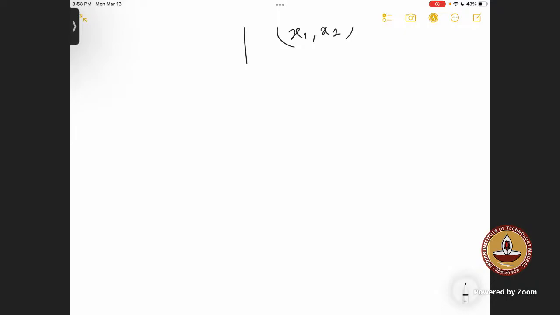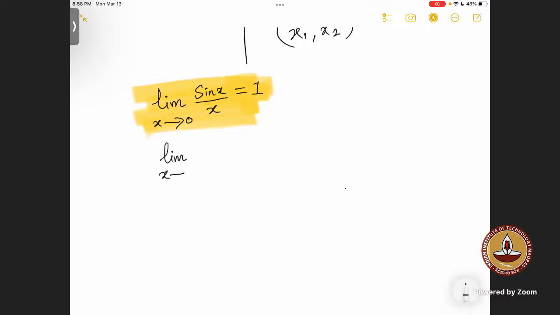Okay. Everyone knows this formula, right? Limit x tends to 0, sin x by x equals 1. This is familiar for everyone, right? Now, let me find the limit of this one: limit x tends to 0, sin ax by x. I know limit x tends to 0, sin x by x equals 1, but I have to find limit x tends to 0, sin ax by x.